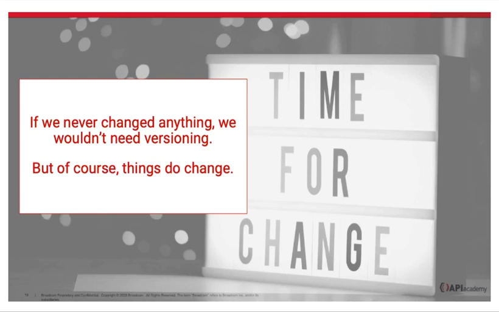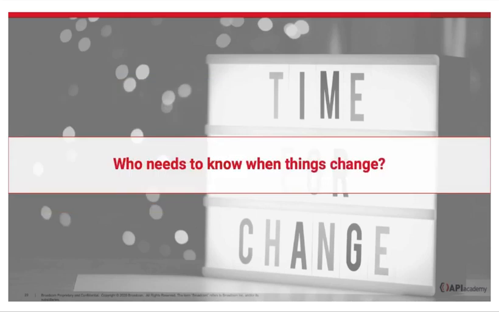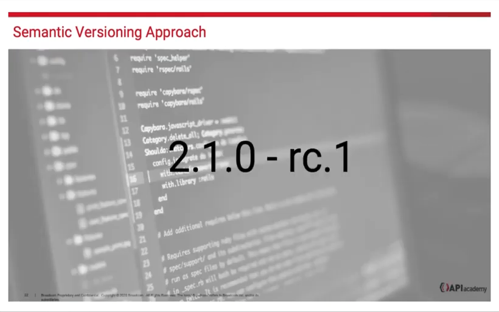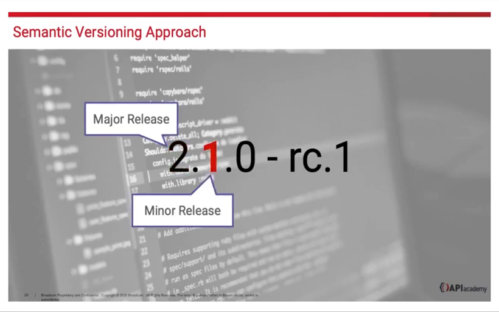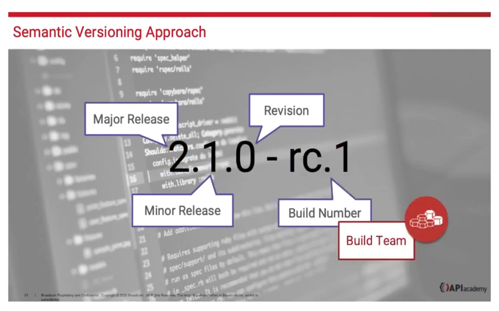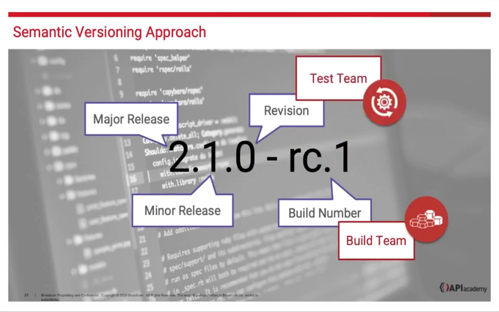If we never changed anything, we wouldn't need versioning, but of course, things change. So, who needs to know when things change? Let's take a look. There are different conventions for versioning, and the semantic versioning approach is a good approach for code management. For code versioning, there is a major release, a minor release, a revision number, and a build number. The build number is only relevant for the build team.